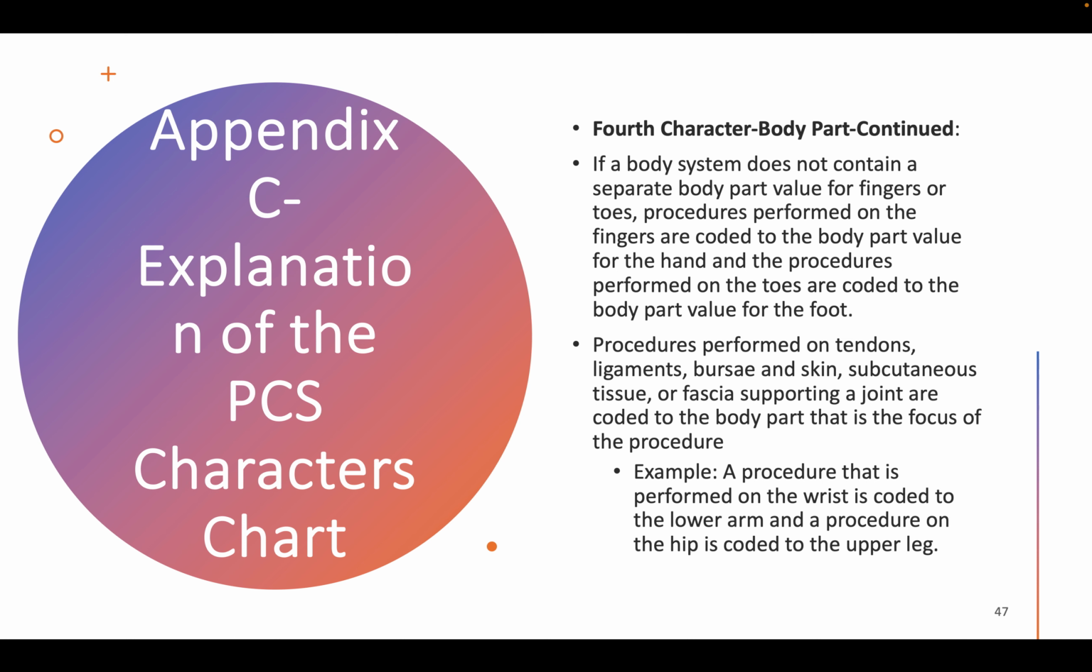Procedures performed on tendons, ligaments, bursa, and skin, subcutaneous tissue, and fascia supporting a joint are coded to the body part that is the focus of the procedure. For example, a procedure that is performed on the wrist is coded to the lower arm, and a procedure on the hip is coded to the upper leg.